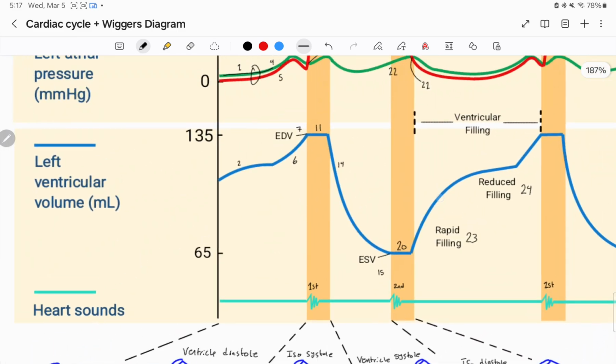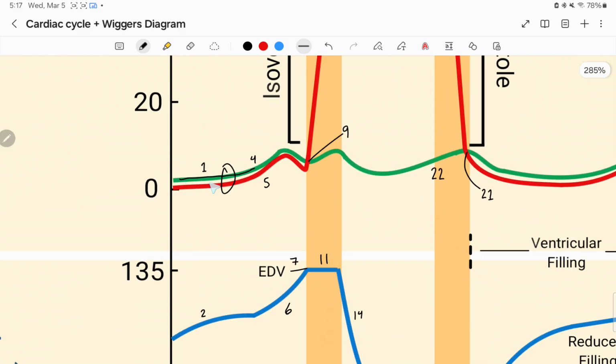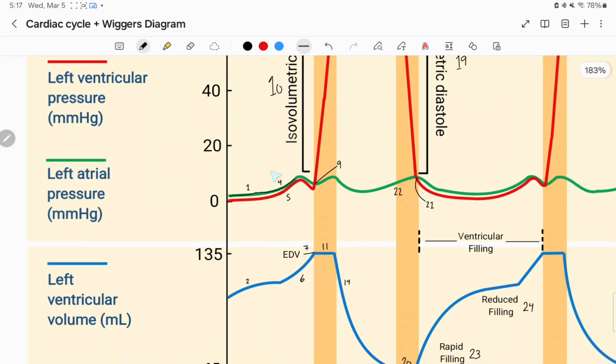So what does that look like? Well, right here, you can see that the left atrial pressure is increasing, okay? It is higher than the left ventricular pressure, and that is due to the atria filling with blood. The blood that comes into the atria exerts a pressure, making the pressure in the atria greater than the ventricle, which causes the opening of the atrioventricular valves, so that the blood starts to passively enter the left ventricle.